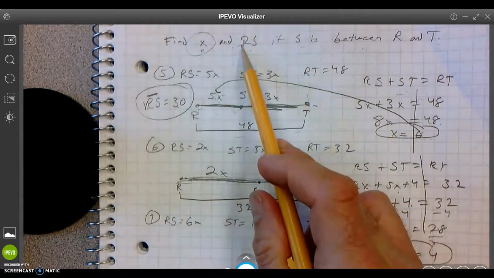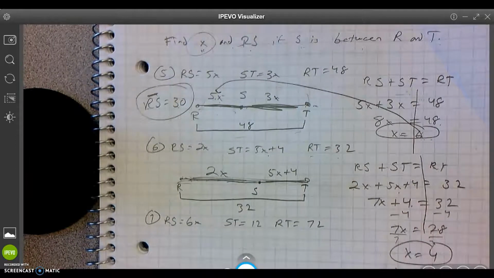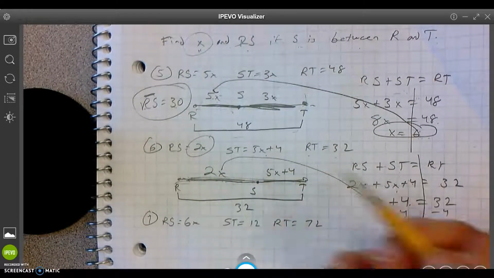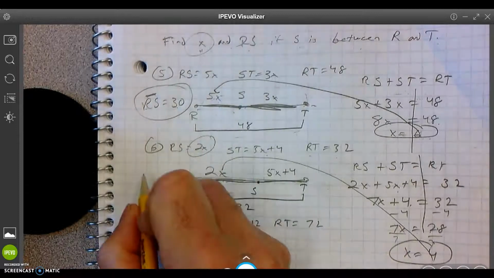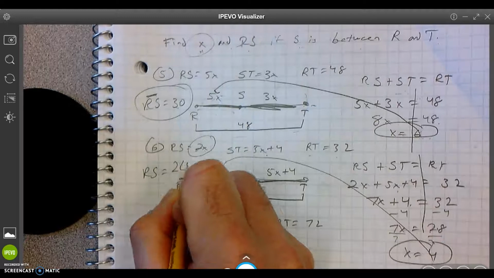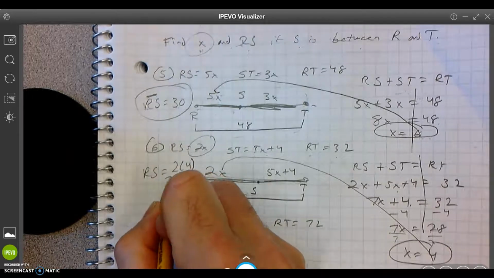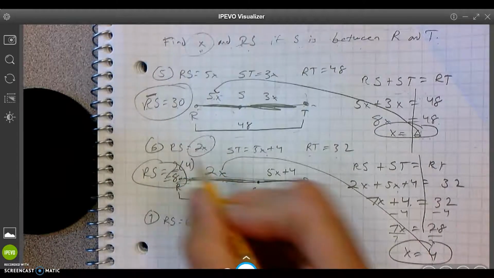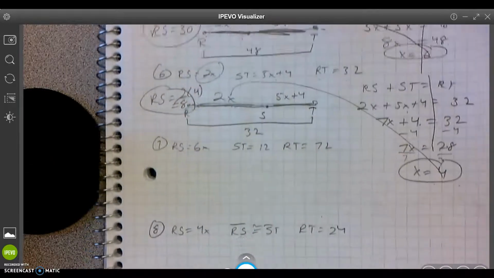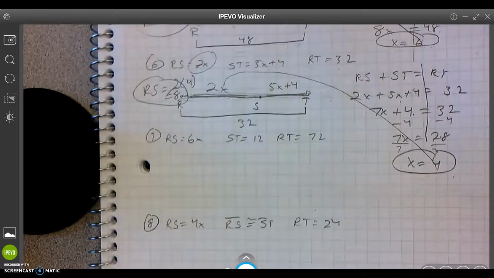What do we need to do? Yeah, find RS. So, here you go. So I can plug it in here or here in the picture. It doesn't matter. So, RS is 2 times 4, which is 8. RS is 8, and x is 4. There we go. All right. 2 more to go. Let's see if we can do it.